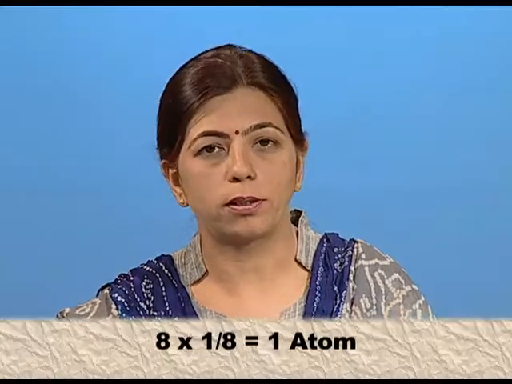Now, as I have explained to you, in a simple unit cell, there are atoms only at the corners, and each corner is contributing only 1/8, and there are 8 corners. So, in the simple unit cell, the total number of atoms will be 1.